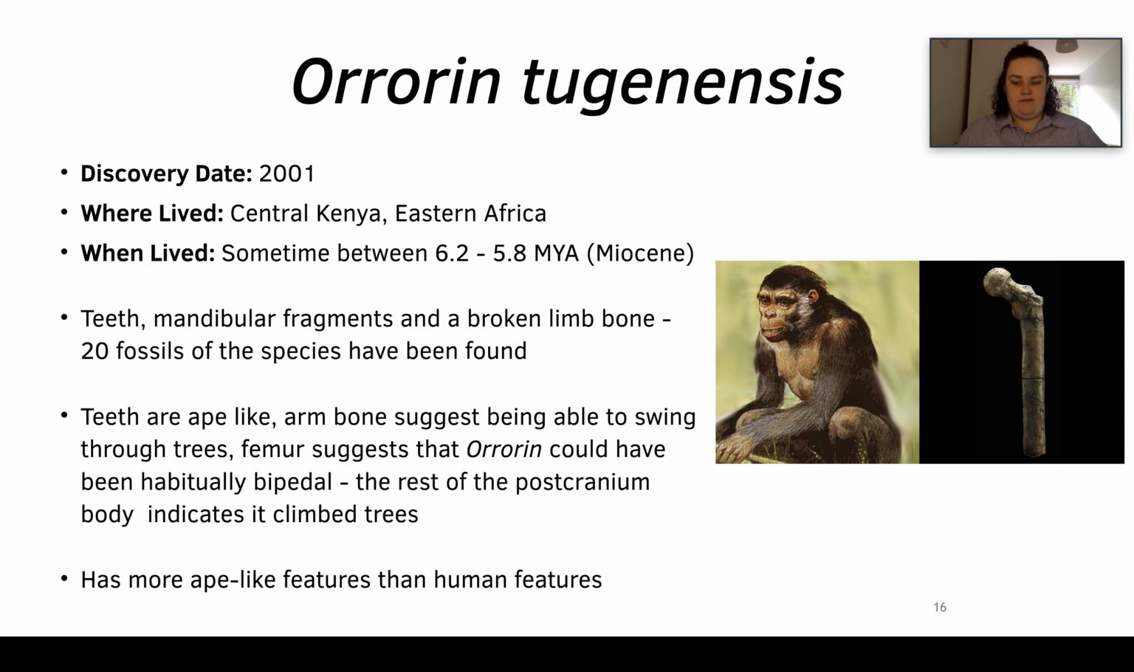The femur that they've found suggests that Orrorin could have been habitually bipedal, same as Sahelanthropus. However, the rest of the postcranium, so postcranium is everything other than the skull, indicates that it climbed trees, only coming down to really move or get some more food from the local area. And it has more ape-like features than human features, so there was quite a lot of debate as to whether it was in fact a human ancestor, but I've thrown it in because I think it's really cool.